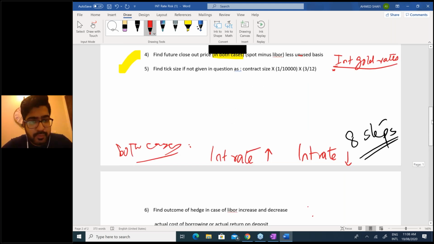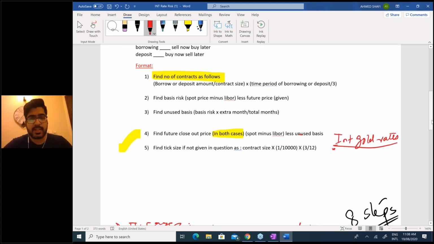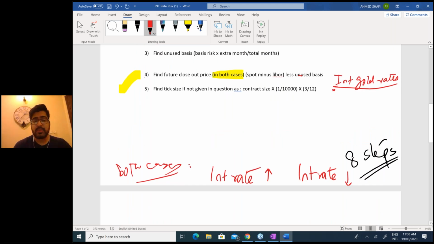The format of futures is: you need to find the number of contracts, which is the borrowed or deposit amount over the contract size, into the time period over 3. Then you need to find the basis risk, then the unused basis, then the future closeout price. What is this basis risk or unused basis? I will tell you. Then you need to find the future closeout price in both cases, spot minus LIBOR less unused basis. Then you need to find the tick, and the outcome of the hedge.